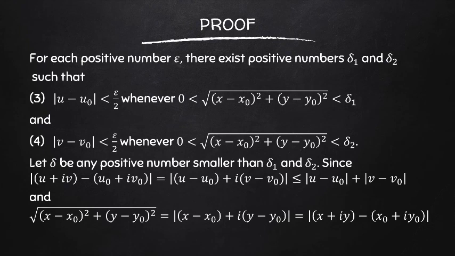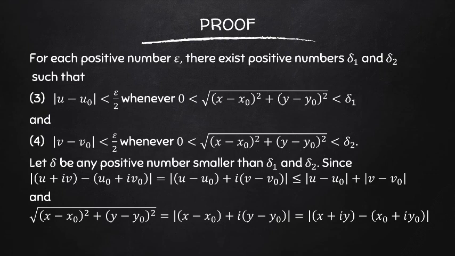For each positive number epsilon, there exist delta 1 and delta 2, also positive, such that the absolute value of u minus u0 is less than epsilon over 2 whenever the square root of (x minus x0) squared plus (y minus y0) squared is greater than 0 and less than delta 1. And also, the absolute value of v minus v0 is less than epsilon over 2 whenever the square root of (x minus x0) squared plus (y minus y0) squared is greater than 0 and less than delta 2.